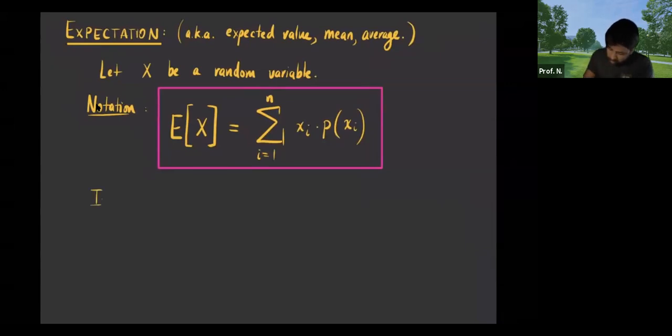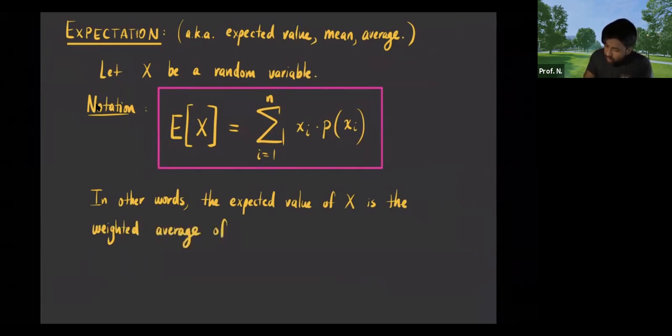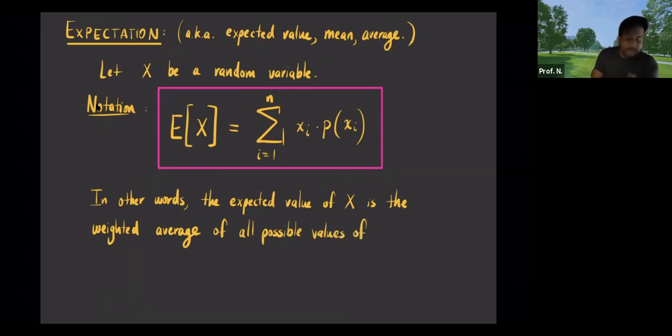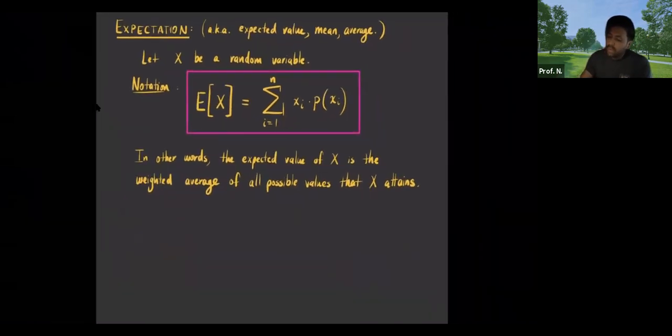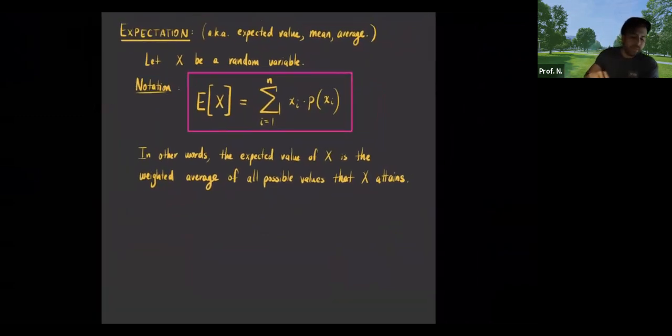So in other words, the expected value of X is the weighted average of all the possible values that X attains.